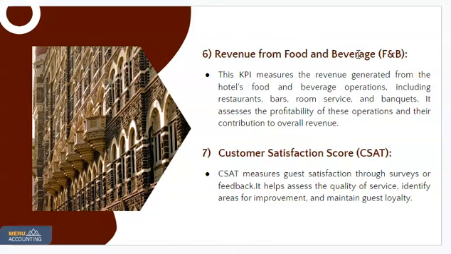Customer satisfaction score. This indicator will measure your guest satisfaction through surveys or through feedback online or through the reviews on your website. And this will help you to assess the quality of services, and also it will make you improve where you are lacking. And also this shows the guest loyalty.